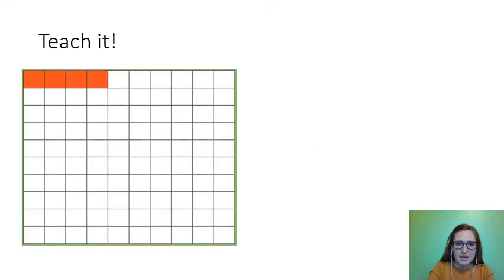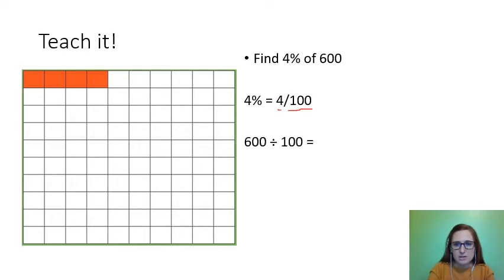So our second example here, we're going to find 4% of 600. Now 4% is 4 out of 100. So we need to divide by the denominator 100 and then multiply by the numerator 4. So 600 divided by 100 is 6. Slide it. It's 6. Then we need to multiply it by 4 because we want 4 of those hundredths. Okay, so 6 times 4, 6, 12, 18, 24. Our answer is 24.